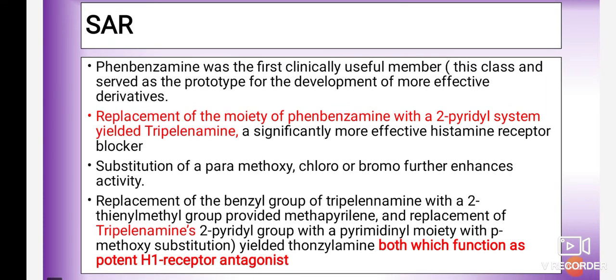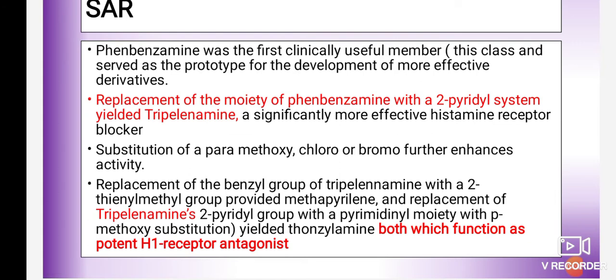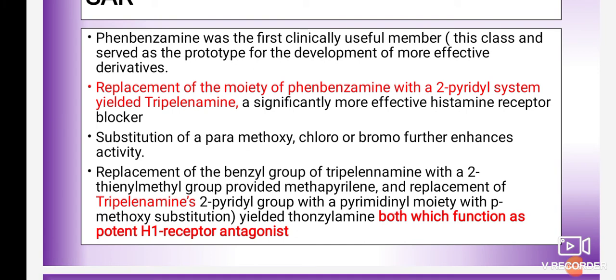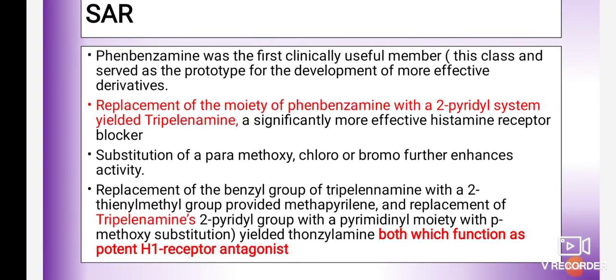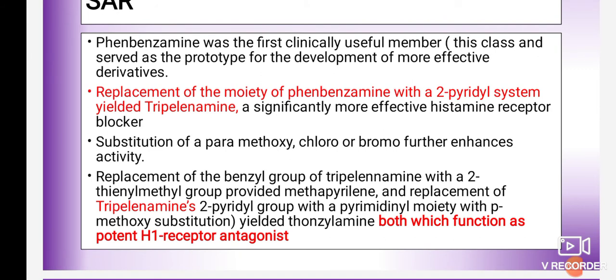The initial drug is phenbenzamine. Some modifications were carried out in that structure, and due to the modifications the new drug which came into existence is tripelennamine. What modification was done? They replaced the moiety of phenbenzamine with a 2-pyridyl system, and this yielded a new drug, tripelennamine, with significantly more effective histamine receptor blocking activity. So in the structure activity relationship we have to explain that due to replacement with the 2-pyridyl system, the new drug has more effective histaminic receptor blocking activity.